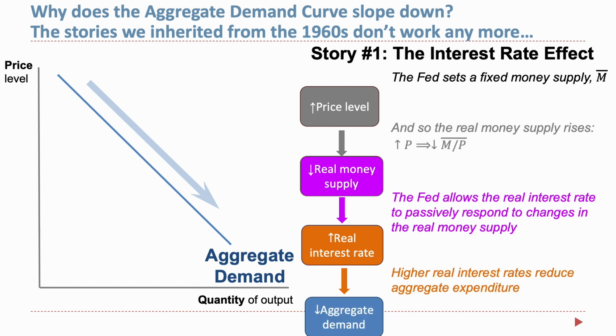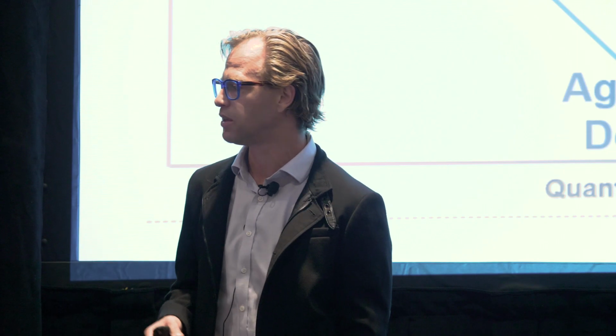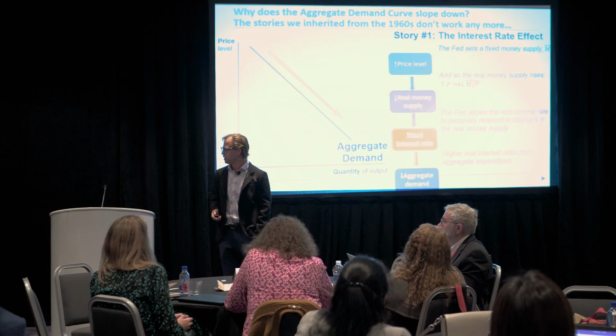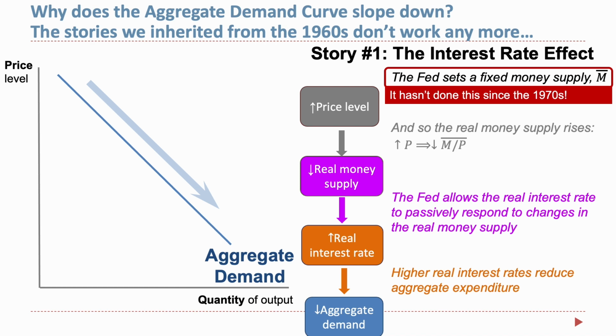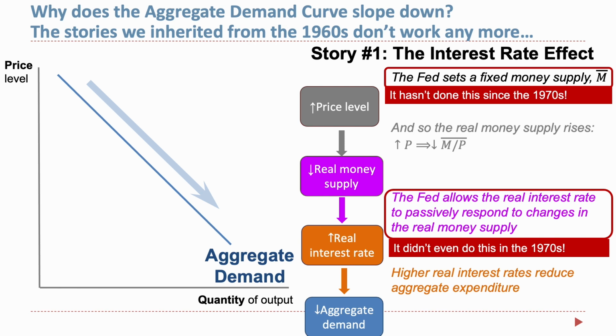And as a result of the real interest rate rising, people demand less stuff, right? They consume less, they invest less, and so on. There's only two serious problems with this. The first is that the Fed has not set the money supply since the 1970s. The second is, even in the 1970s, the Fed was not passive.